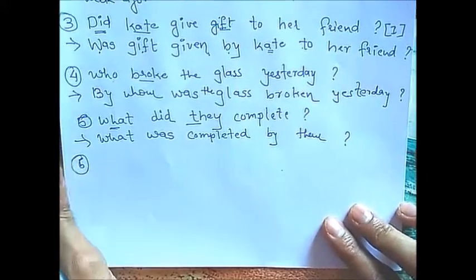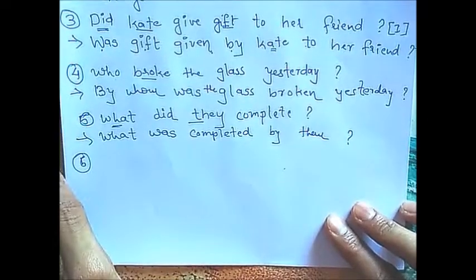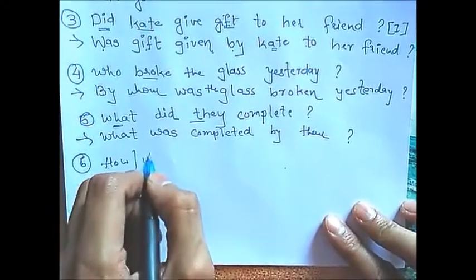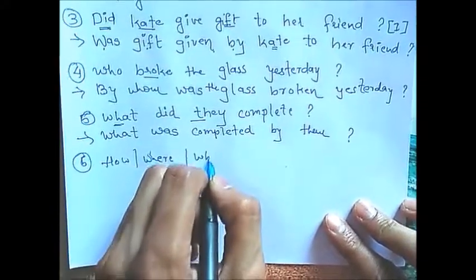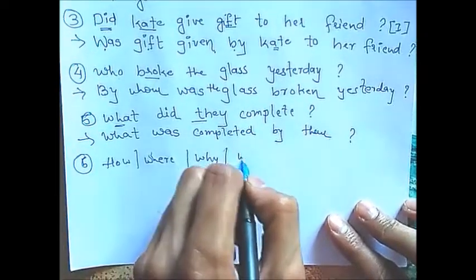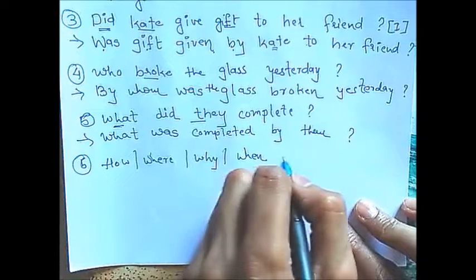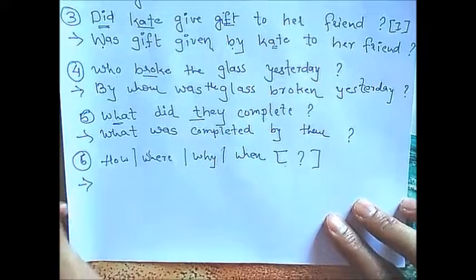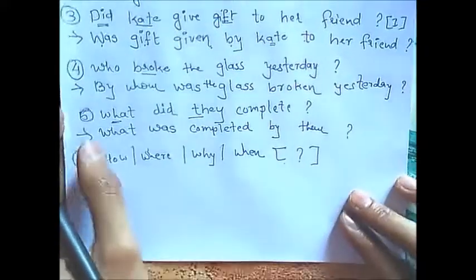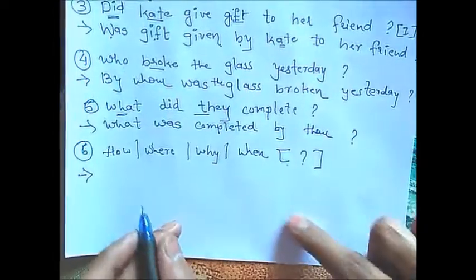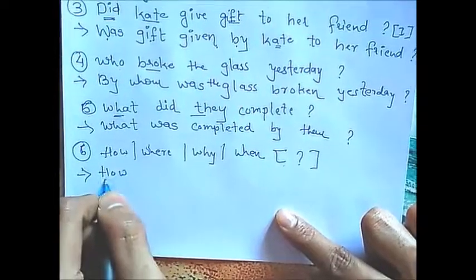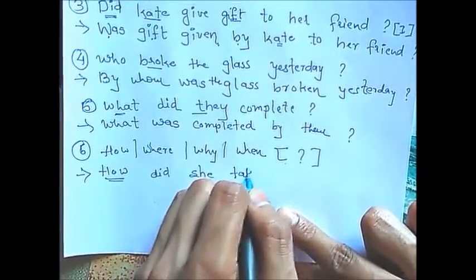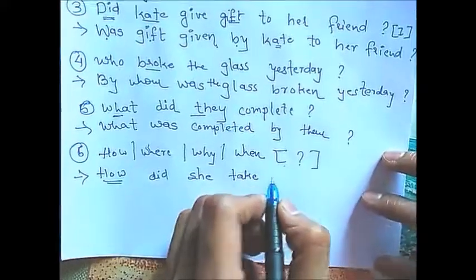Another one, if your question is starting with how, where, why, when, etc., then what should you do? If these kinds of questions are given to you to make passive, what you have to do? Let us take one example. I am here taking how. How did she take the taxi?